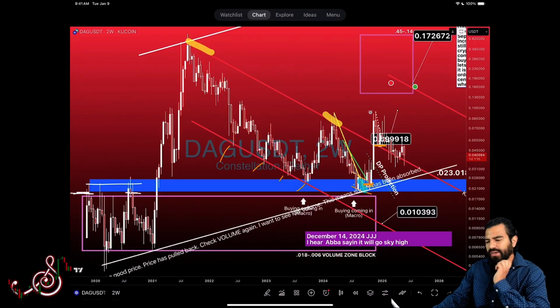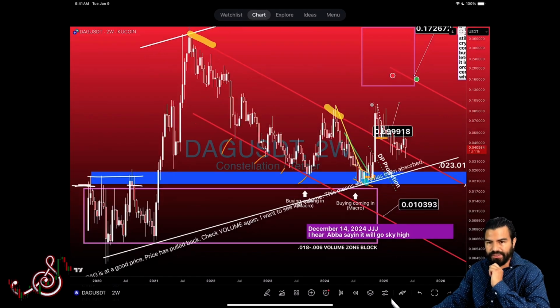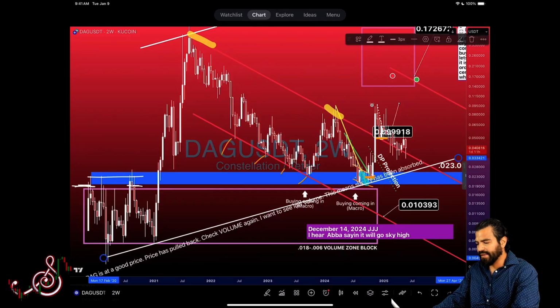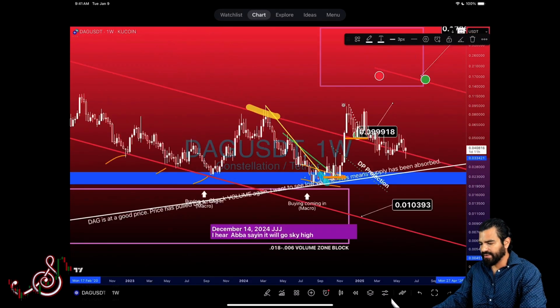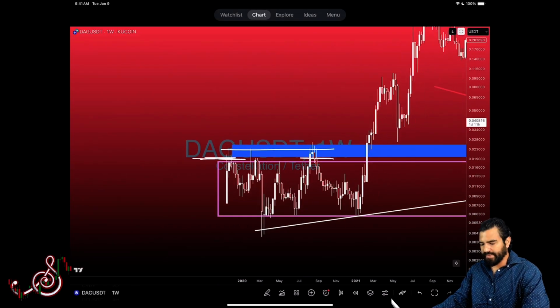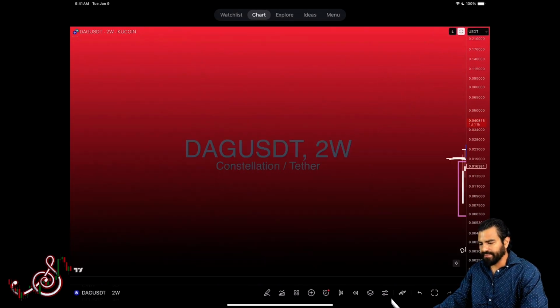All right, on a 2-week chart, I measured a few important oscillations. It appears that I've been looking at this angle here. I want to check that one on the weekly chart. Okay, and then we'll go back to a 2-week chart.